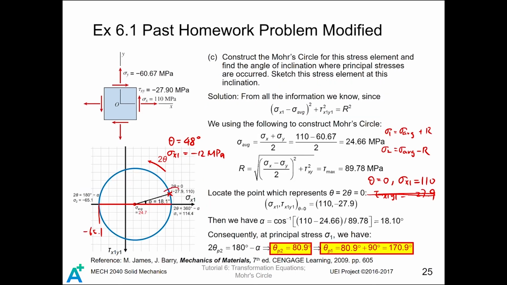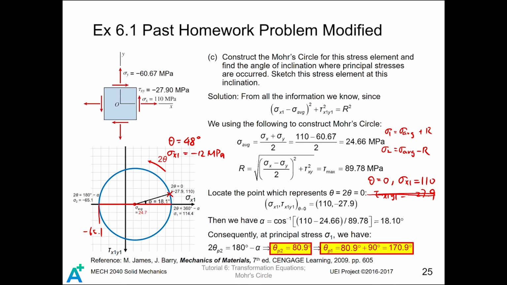Notice that although this point is lying above the horizontal axis, recall that we adopt the vertical axis to be reversed. That is, a point lying above the horizontal axis represents a negative shear stress. Therefore, we can find alpha, which is the angle between this line and the horizontal axis. Alpha equals arc cosine of 110 million pascal minus 24.66, which is the average direct stress, divided by the radius. The result is 18.1 degrees.